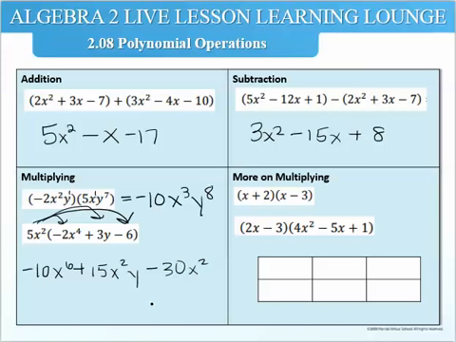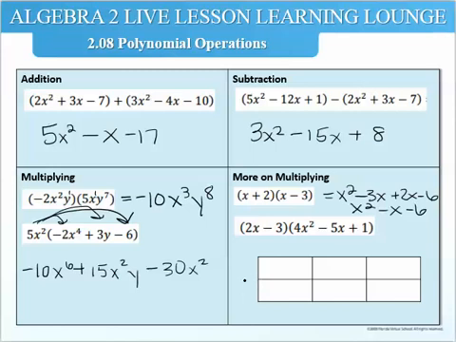Then we have the multiplication of two binomials, or a binomial and a trinomial, and so forth. So two binomials, we apply FOIL, first, outer, inner, last. So x times x is x squared. X times negative 3 is negative 3x. 2 times x is 2x. And 2 times negative 3 is negative 6. And then we combine those middle terms to get x squared minus x minus 6.